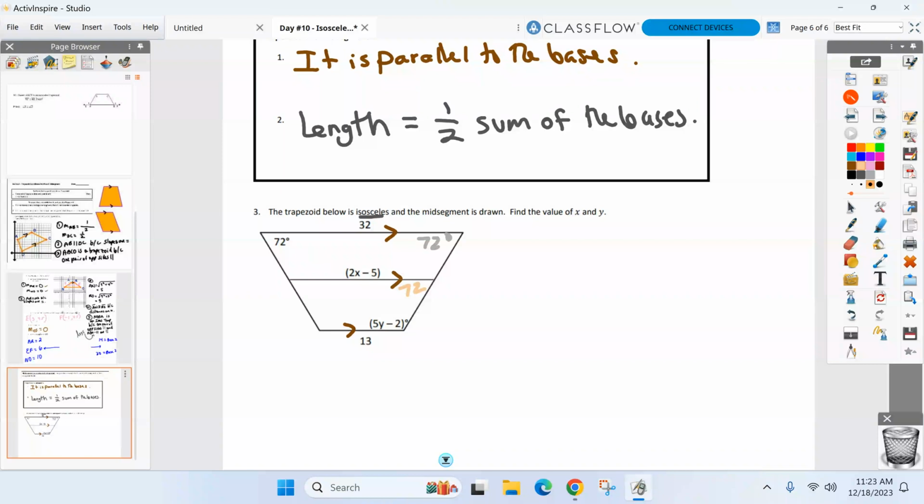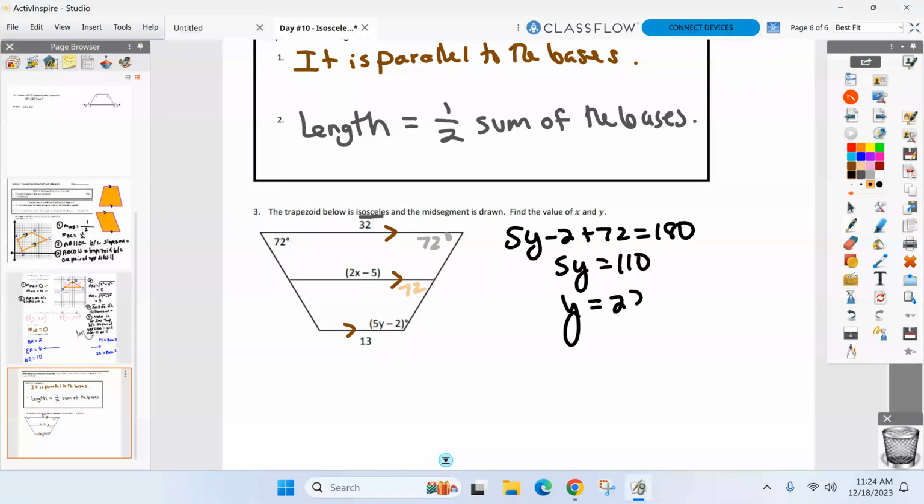And what do I still have though? It doesn't matter what I take, 5y minus 2, and no matter where I put the 72, they are same side interior angles. Are they congruent or supplementary? Supplementary, so I'm hoping people didn't set them equal. Those are same side interior angles. So 5y minus 2 plus 72 equals 180. They're not equal to each other. They are supplementary. So that gives me 5y equals 110. Y is equal to 22. So we're okay there. Any questions?